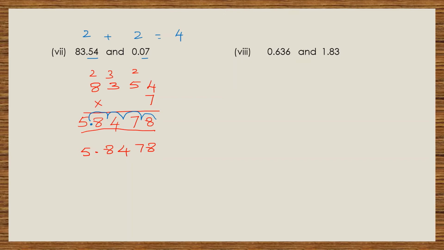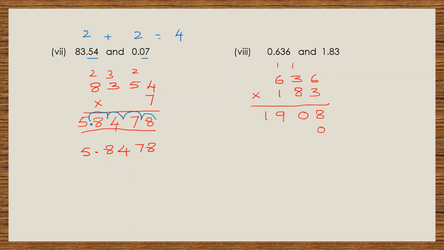Seventh one, 0.636 becomes 636. 1.83 becomes 183. So let's multiply 183 here. 3 6s are 18, carry 1. 3 3s are 9 plus 1, 10, carry 1. 3 6s are 18 plus 1, 19.